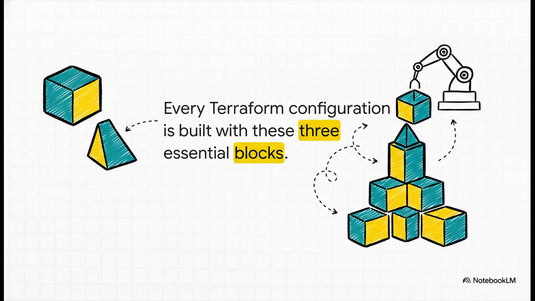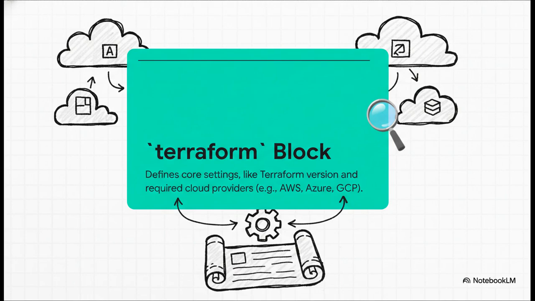Now, the language might look a little intimidating at first glance, but here's the secret. Pretty much everything you will ever write in Terraform is built from just 3 foundational types of blocks. That's it, just 3. First up, you've got the Terraform block. Think of this as the main settings block. It's where you tell Terraform things like which version you're using and which cloud providers, like AWS or Google Cloud, you're planning to connect to.